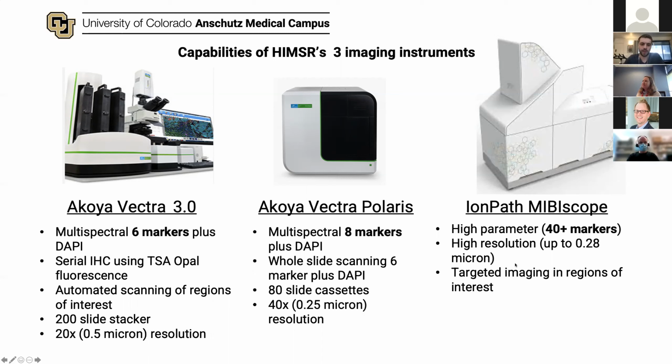The IonPath MIBI scope is the instrument I'm going to spend most of the time talking about today. It is a high parameter imaging instrument. The resolution is fairly similar to the Vectra Polaris, about 2.25 micron at the highest resolution. It is a rather low throughput instrument compared to the Polaris and does require targeted imaging in regions of interest. So no whole slide scanning on the MIBI scope, but many, many more markers that people can take advantage of, up to 39 currently with the reagent conjugation kits that we have available.